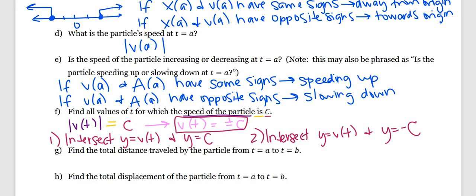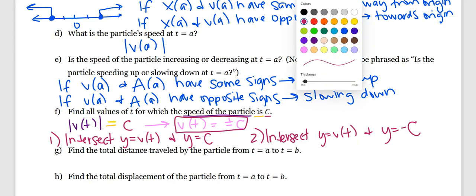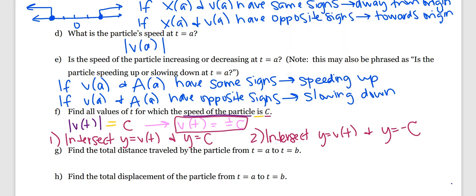The thing is, on the right side, I've got essentially two different equations. So that is going to be the strategy for part F. Make sure that you intersect both the positive c value and the negative c value, whatever that number is they give you for speed. Okay, part G, it says find the total distance traveled by the particle from time t equals a to time t equals b.